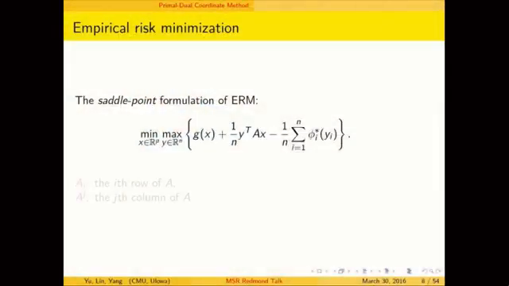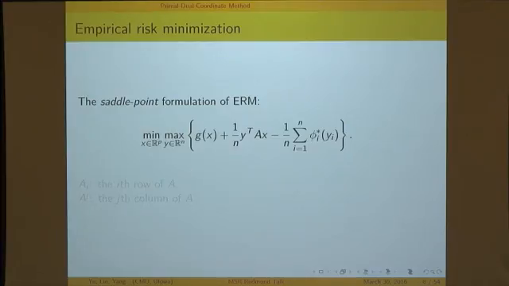Okay, so let's quickly review the problem. We would like to solve this empirical risk minimization problem, and we formulate it as a saddle point problem. A sub i is the ith row of the data, and A sub j is the jth column of the data.